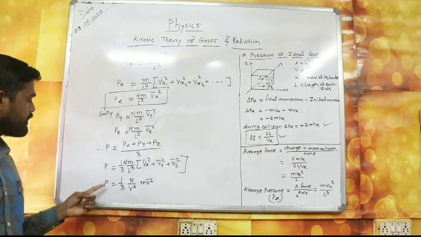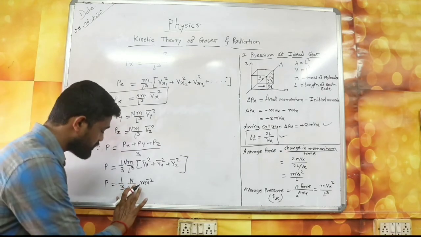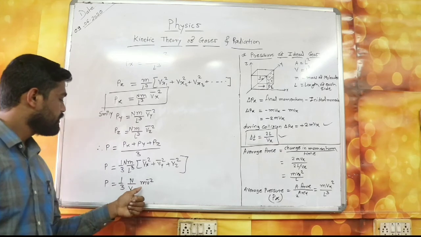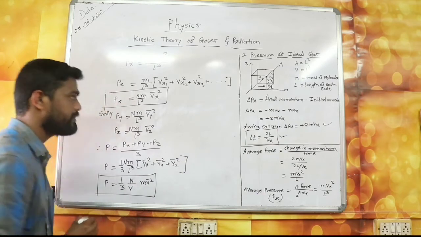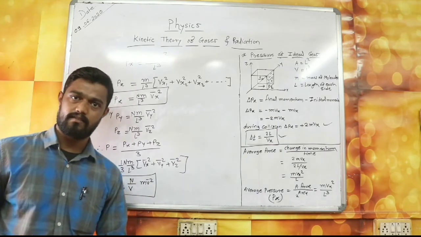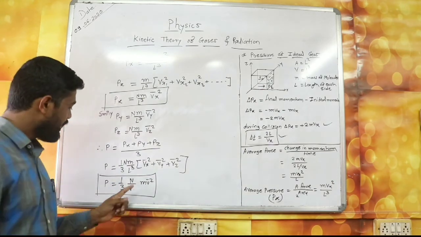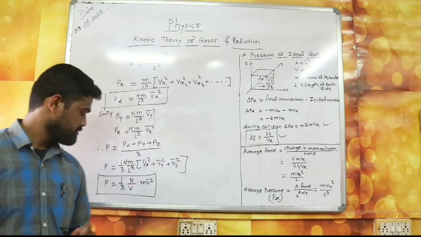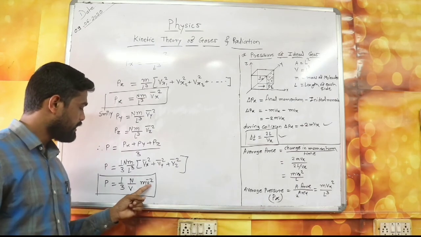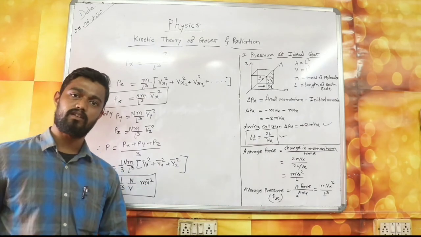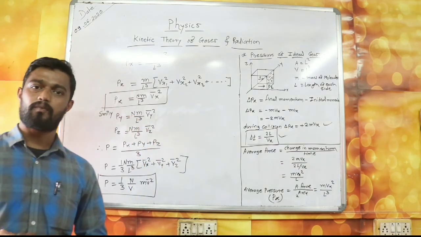So you get P is equal to 1 by 3 n upon V, not a cube, n upon V into m V bar square. So this expression is defined as the pressure of an ideal gas. P is equal to 1 upon 3 n upon V m V bar square. n is the number of molecules, V is the volume, m is the mass of a molecule, and V bar square is the mean square velocity of molecules. Okay. So today we stop here.